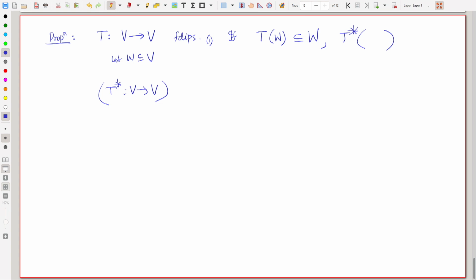So the adjoint need not preserve W. If T preserves W, the adjoint need not preserve W in general, but the adjoint preserves W perp. So for now let me only make this one statement. If T preserves a subspace W, the adjoint preserves the orthogonal complement. So this is another important property of adjoints. Okay, so let's prove this.